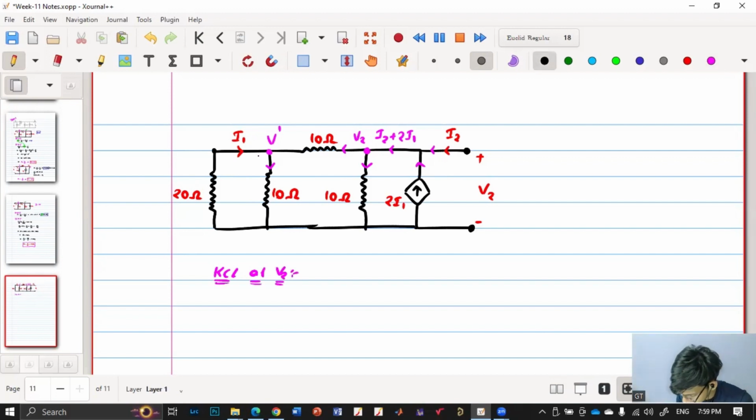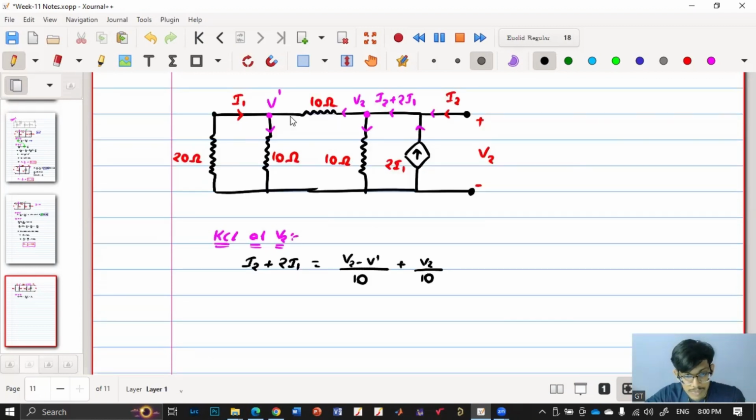If you apply KCL at V2, current entering is equal to current leaving. So we'll get I2 plus 2I1, current entering is equal to leaving, V2 minus V dash by 10 plus V2 by 10. Right? Yes. V2 by 10. Okay. So this also can be written as V2 by 5 minus V dash by 10.